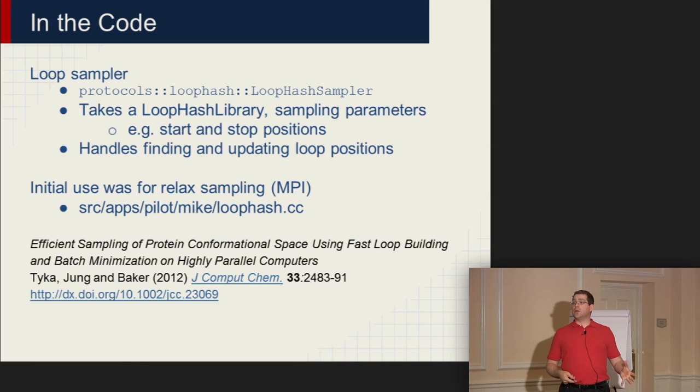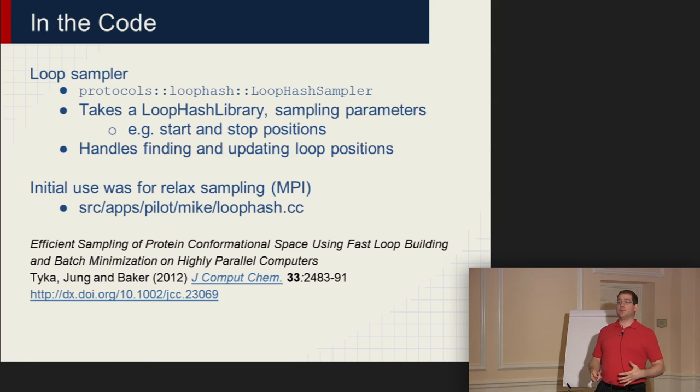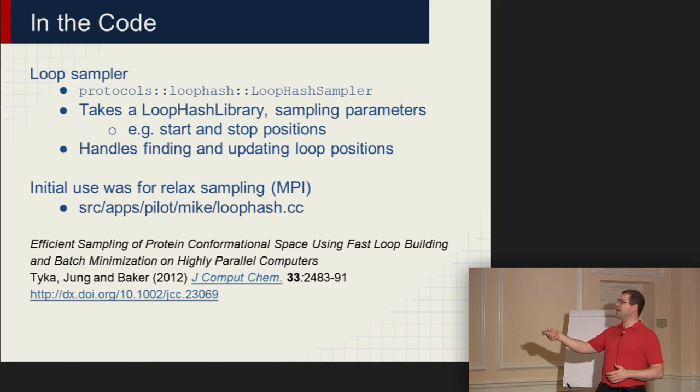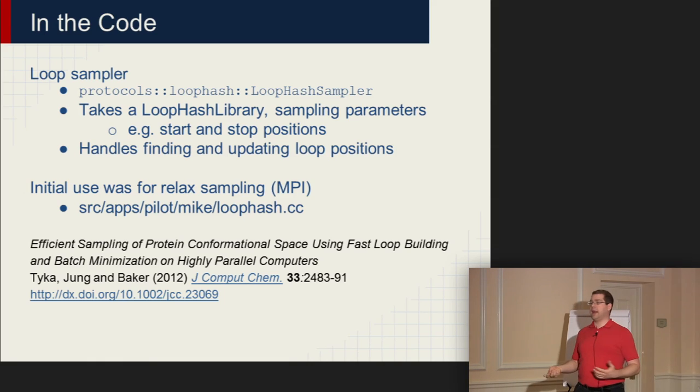So that's the storage of the loops. How do we actually use them in practice? The main use of the loop hash algorithm was for backbone sampling. So taking a structure, replacing a particular loop with another conformation from the protein database. That's represented via the loop hash sampler mover that takes various sampling parameters and handles updating the loop positions. Again, it was used for relaxed sampling, and there's a paper published on that.